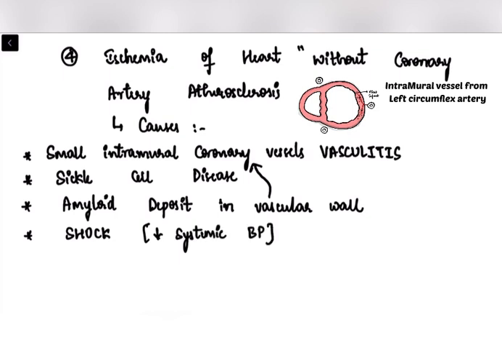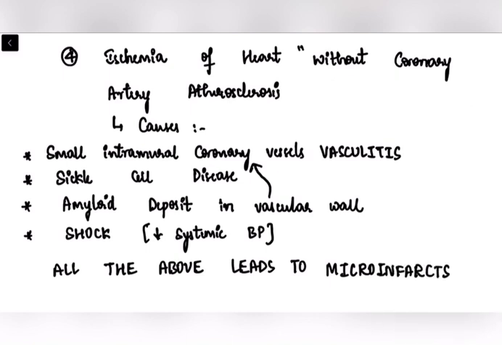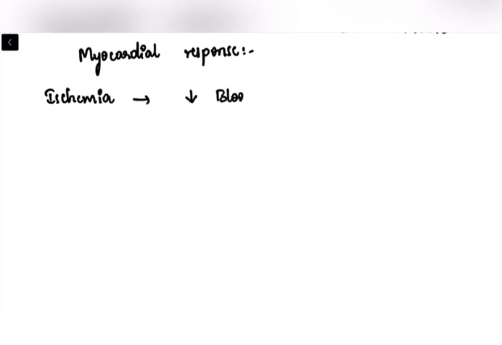Or maybe shock, that is, systemic BP decreases. All these above causes lead to multiple microinfarctions, because the area supplied by these small intramural coronary arteries is small. So there are multiple small infarctions. Now, what is the response of myocardial tissue to ischemia? There is ischemia. Ischemia leads to decreased blood supply and decreased oxygen supply.